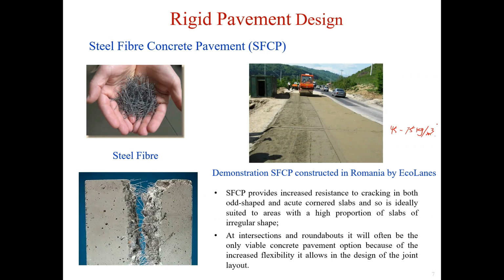It provides improved resistance to cracking, and it is ideal for areas with a high percentage of irregular slabs. Because of the increased flexibility in the design of the joint layout, such type of concrete pavement is the only option for intersections and roundabouts. This type of pavement is also often used for toll plazas and bus stops.